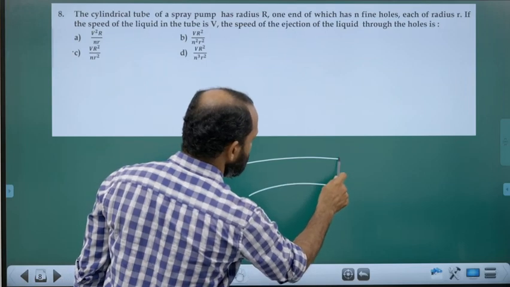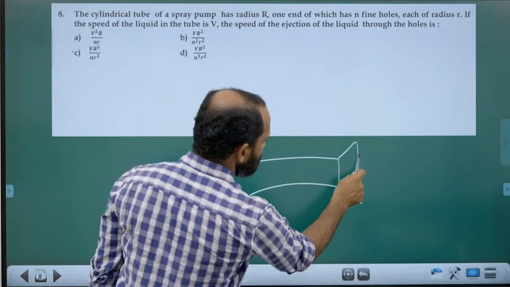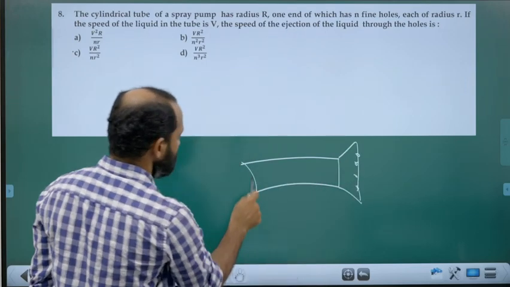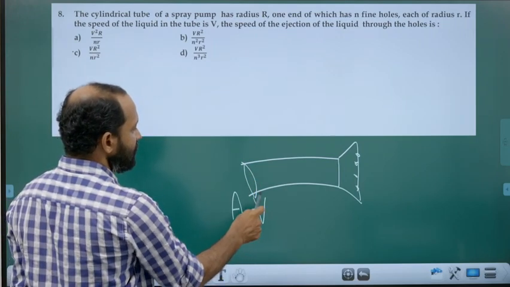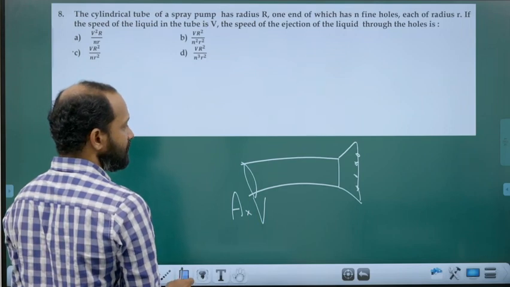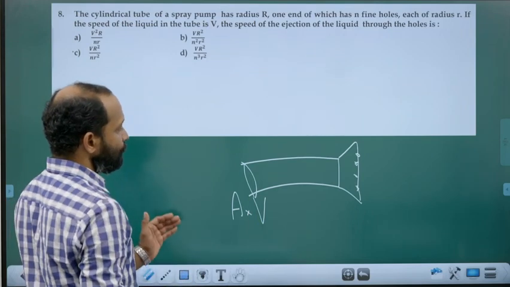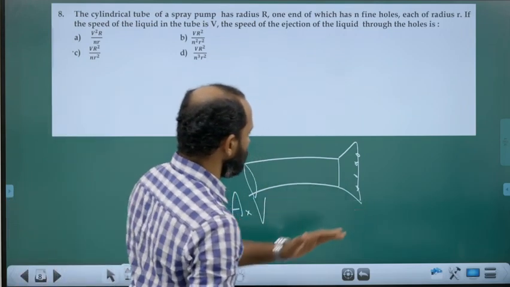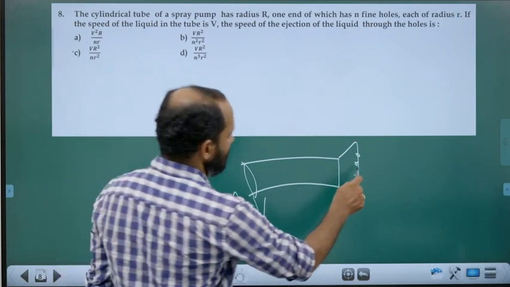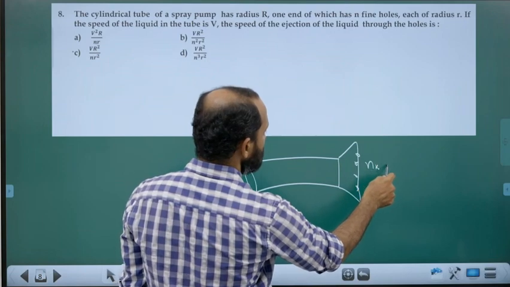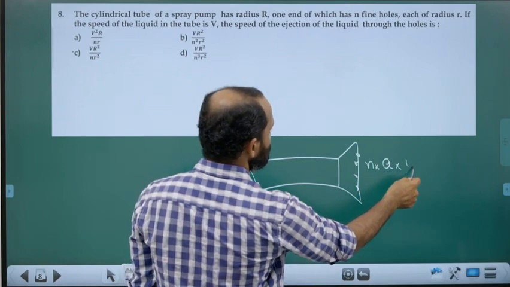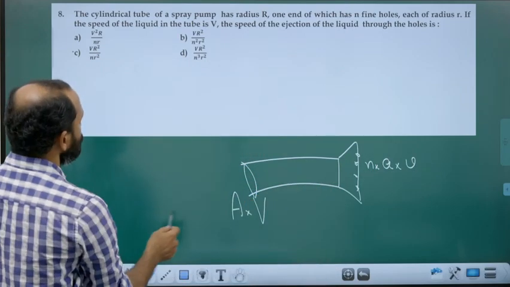This is a tube, and here are small holes. Area multiplied by velocity is a constant. The rate of liquid flowing through this tube is a constant. Area into velocity is a constant. Here, what is the total area? Here, n number of holes are there, each having area small a and speed small v. So, equate these two.